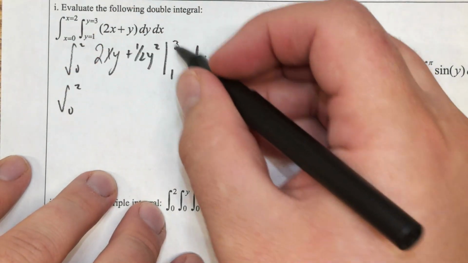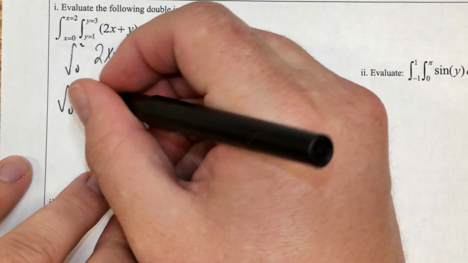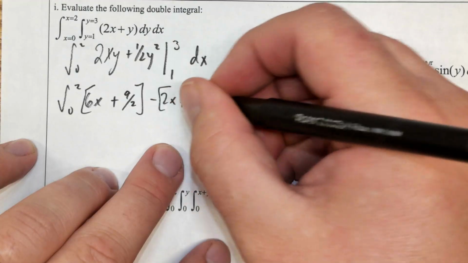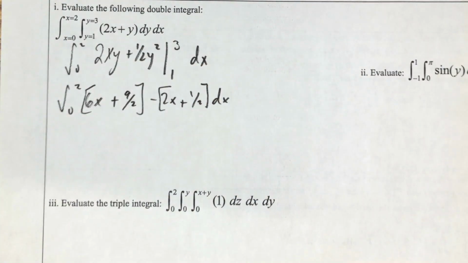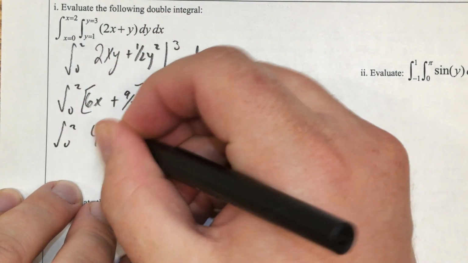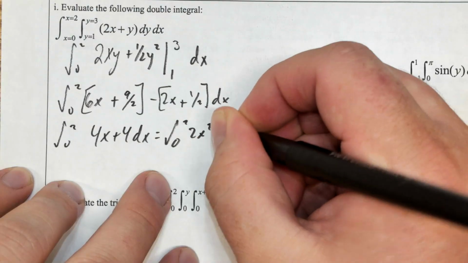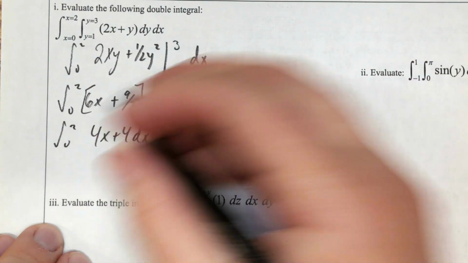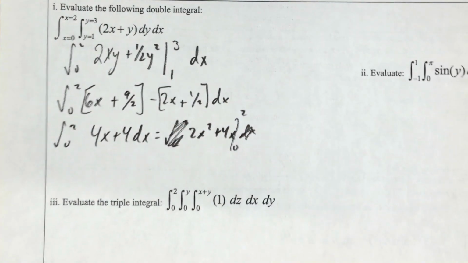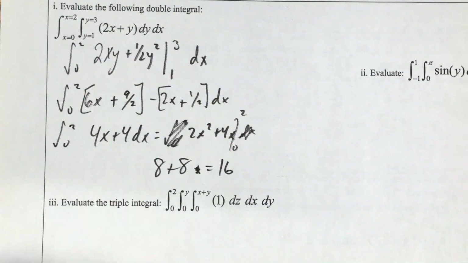I would get 0 to 2. I plug in my 3, I get 6x. I plug in my 3, I get 9/2. Don't forget the lower bound, minus 2x plus 1/2 dx. I simplify that down just a touch. 0 to 2, 4x plus 4 dx. And now we're just rolling. 2x squared plus 4x dx. I evaluate this from 0 to 2, and I get my final answer. 8 plus 8 is 16.